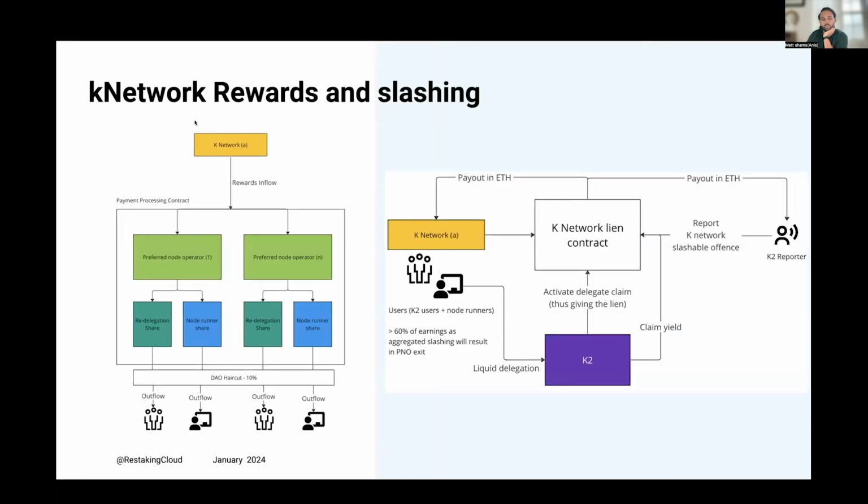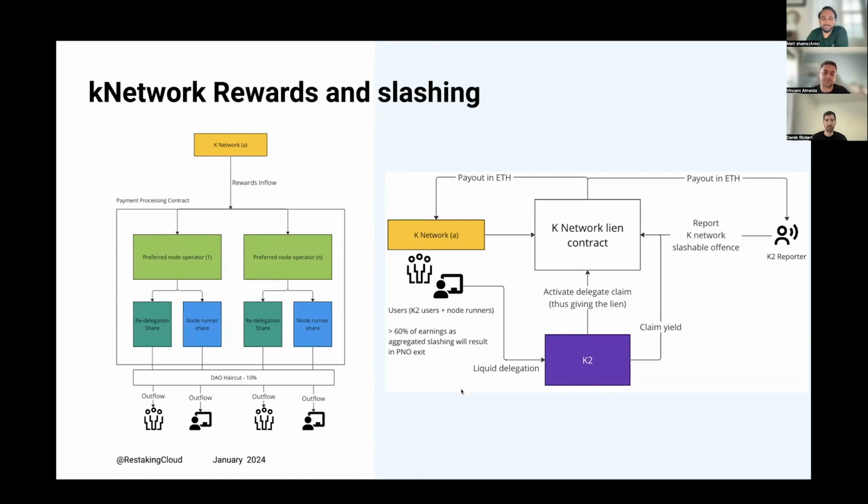So actually, this gives a bit of an overview of the reward distribution. As a K network, the payment fund splitter will just take care of however many node operators you have, and how many redelegation shares they have. You have some inflows and you have some outflows, so you're not worried about that.